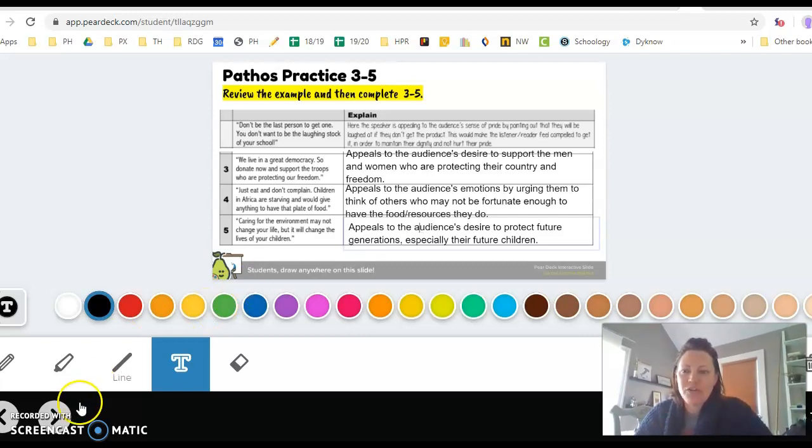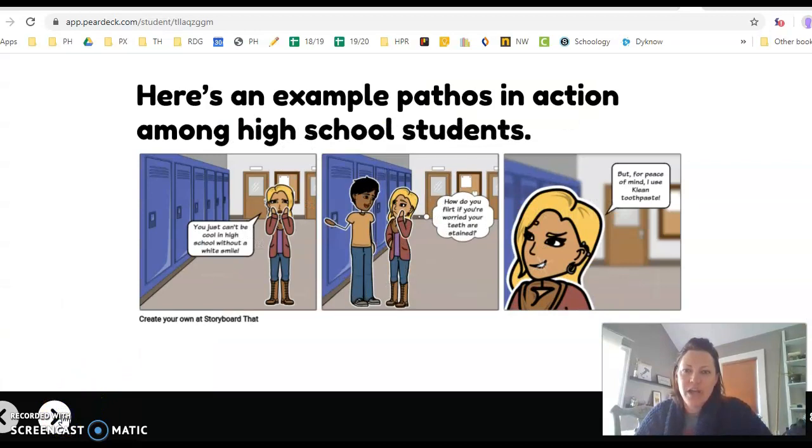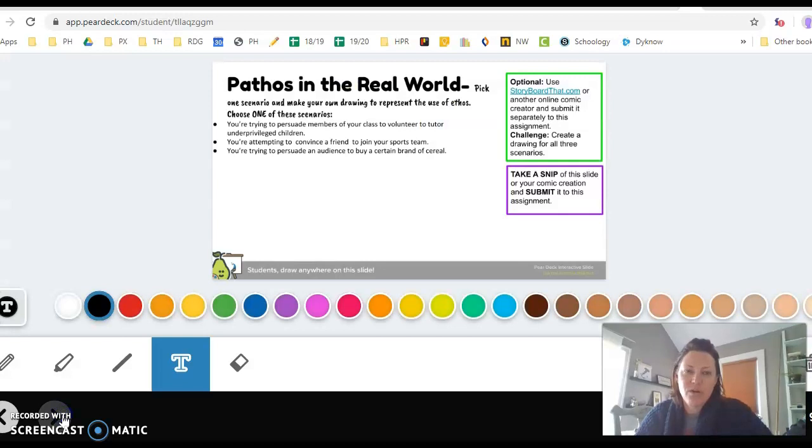Please make sure that you have completed the presentation. You have an example of pathos in action among high school students, and then you are going to go ahead and draw or create on storyboard.that your own comic. Just like our previous lesson, you are going to take a snip of this slide only. So that will either be what you have drawn or the comic that you've created online. And that is the only thing that you need to submit on Schoology. Okay, the Pear Deck does not have a separate submission. I can see on my end that you are completing that. So there we have it.